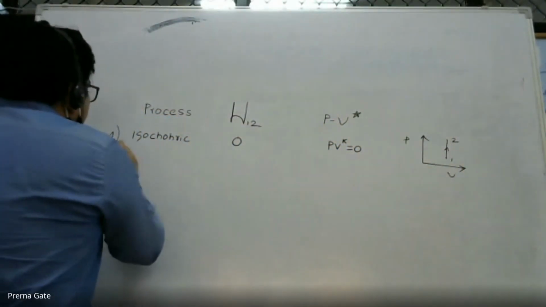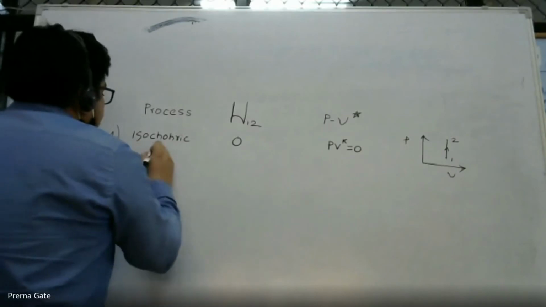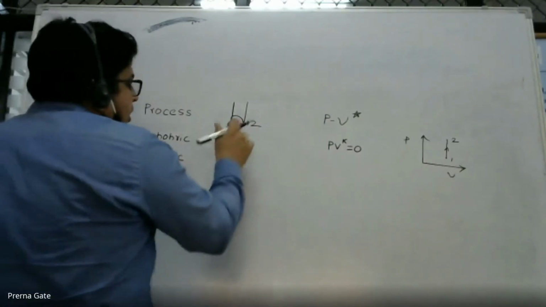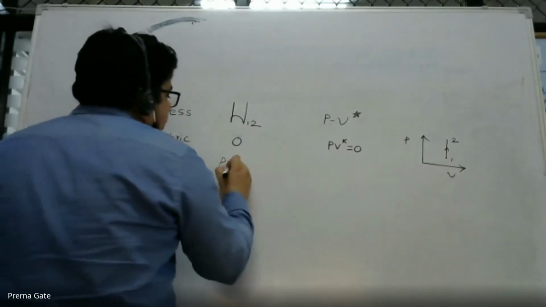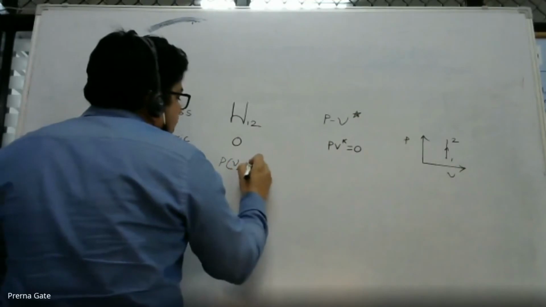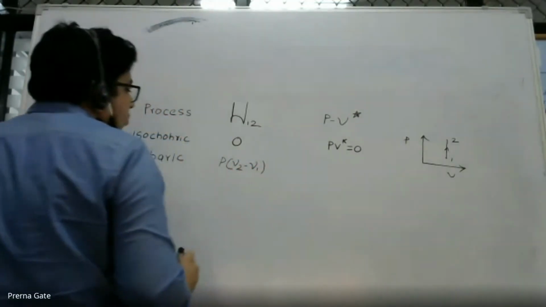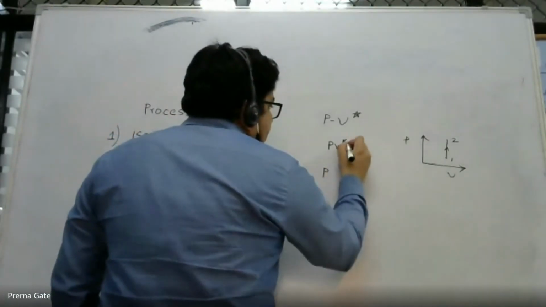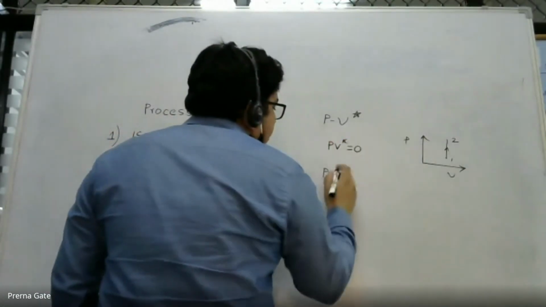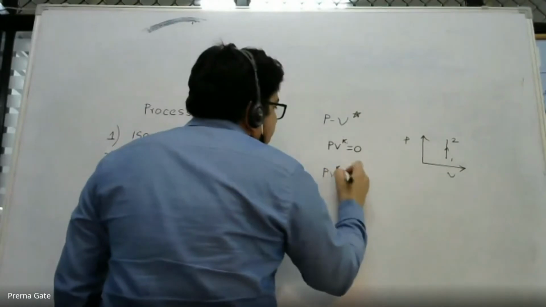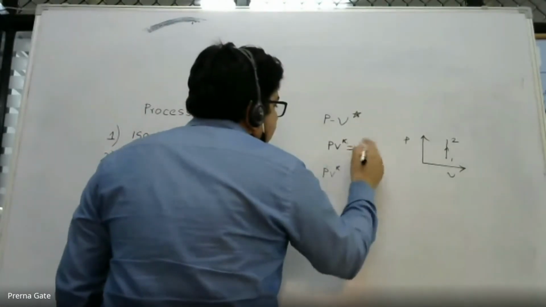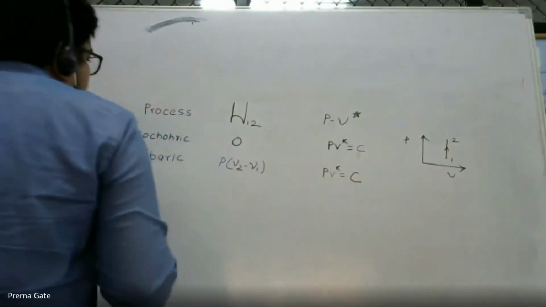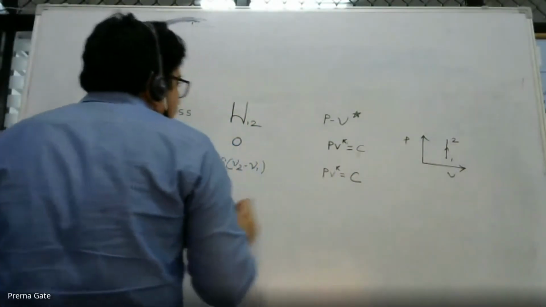The second process that we have discussed was isobaric. And the work done came out to be P(V2 minus V1). If I represent it in the form PV to the power K is equal to constant, then can you tell me for an isobaric process what will be the value of this K?